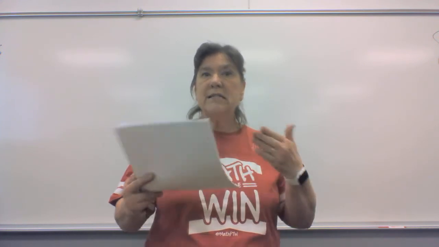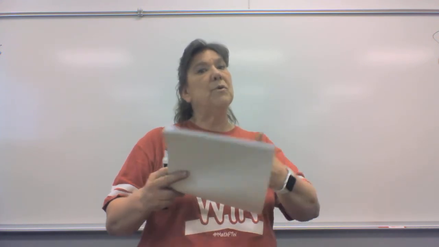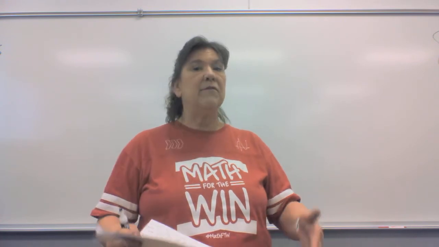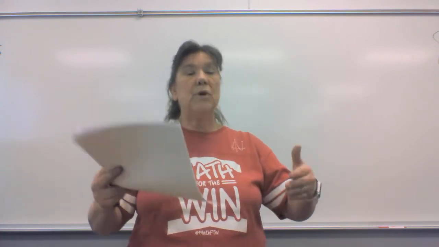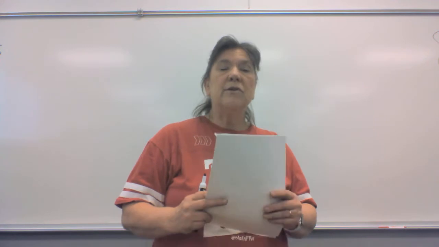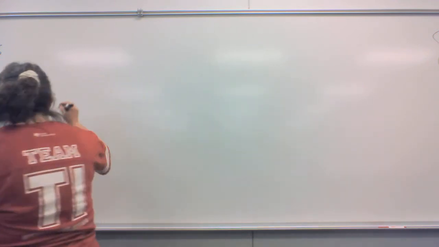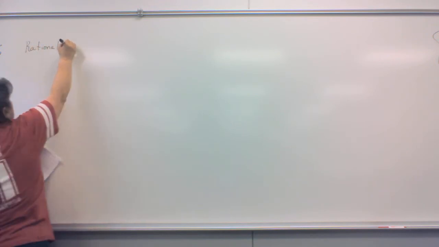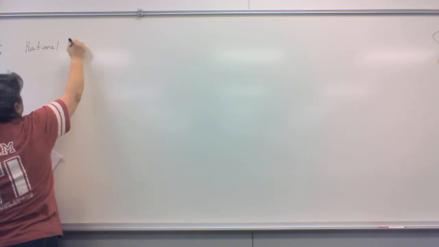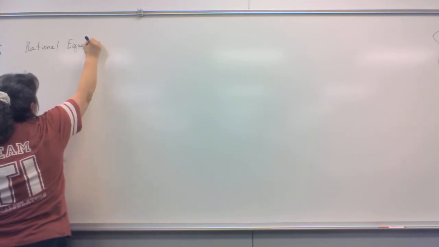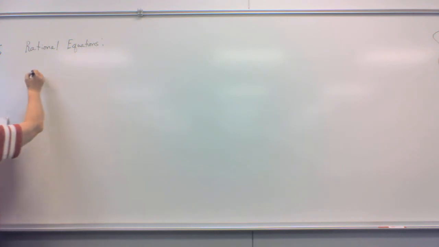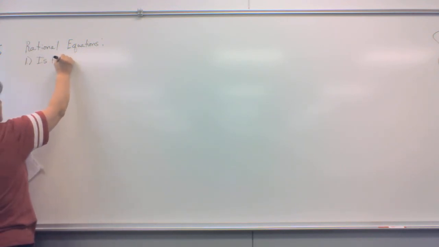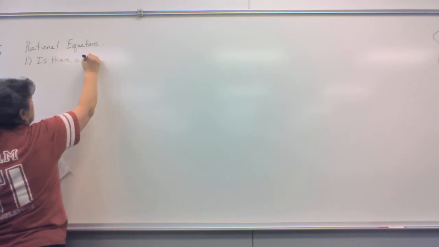Now, there are many different ways to go about working the problem, and I'm trying to simplify them into some ways that will make it easy for you to ask yourself, is it this, is it this, is it this? What do I do with those kinds of things? So the first thing is we look at rational equations. Number one, is there a variable in the denominator?